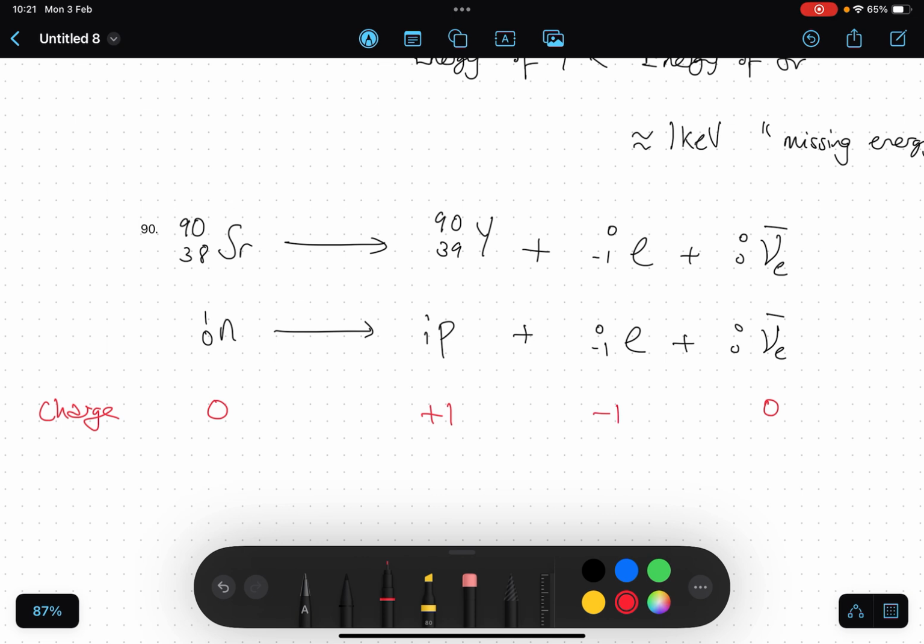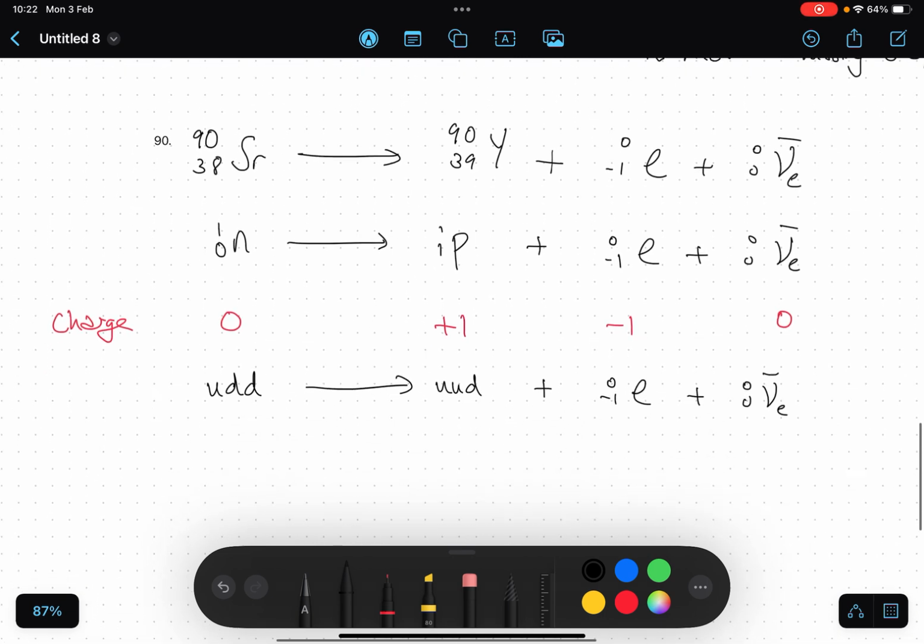Okay, so we have got conservation of charge. Charge on the left and charge on the right is equal. But we can now drill down another level and consider this from a quark perspective, can't we? The neutron is an up-down-down baryon, and the proton is an up-up-down baryon, and we've got the beta minus particle and the anti-electron neutrino.